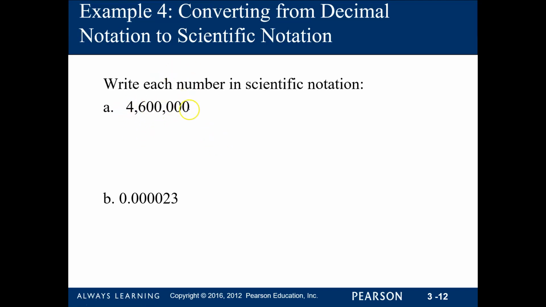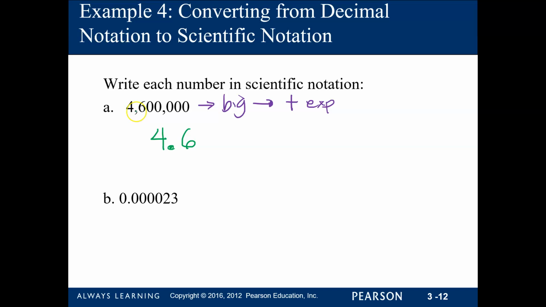Now, we have 4,600,000. Is this a very small or very big number? Because we know that this is a big number, it's going to have a positive exponent. All right? So how do we know? Always remember, you should only have one digit to the left of your point. In this case, we want the decimal point to be between 4 and 6.